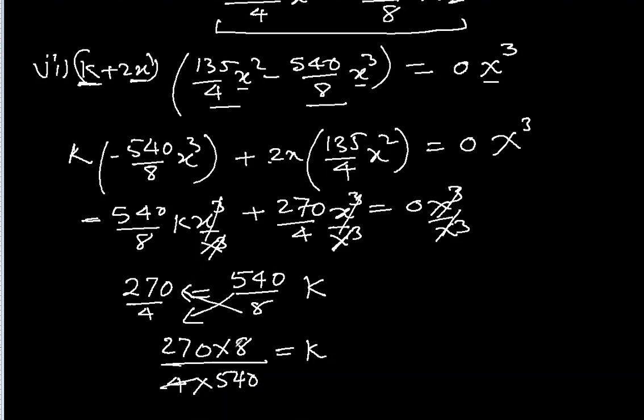So 4 times 2 is 8. 270 times 2 is 540, and 2 and 2 cancel. Nothing left, everything cancelled out. That means k is equal to 1. Not 0, okay? 1.